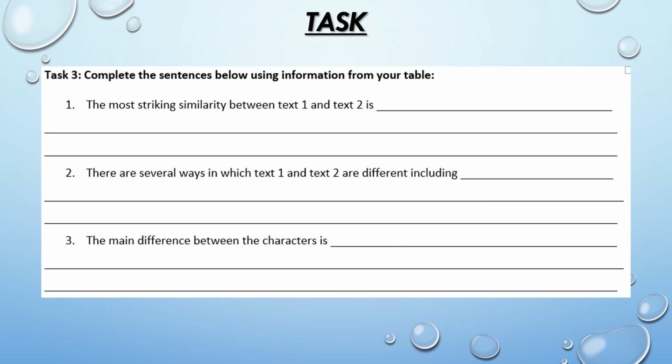The last part says complete the sentences below using information from your table. Number 1, the most striking similarity between text 1 and text 2 is, so you must go back through the text and find that. Number 2, there are several ways in which text 1 and text 2 are different, including, so just name a couple of different ways that there were differences between the texts. Number 3, the main difference between the characters is, so identify any differences between the characters in both Cinder Sam and in Cinderella.